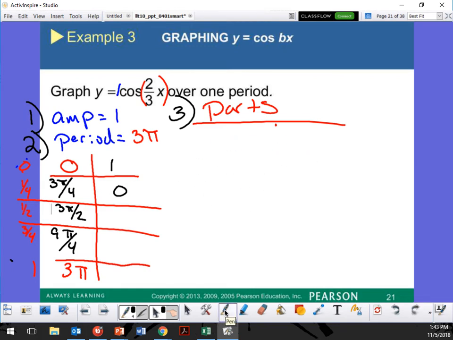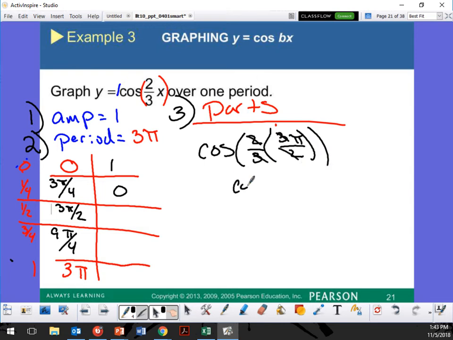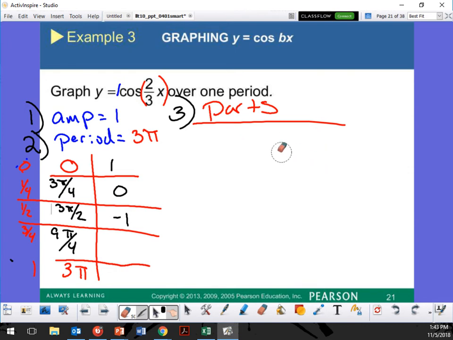All right, next one. It's going to be cosine of 2/3 times 3π/2. Right? What happened to my 2's and 3's? They all cancel. So now it's asking for the cosine at π, right? Which is -1. Cosine at π is -1. This is getting easy, isn't it? If you follow the steps, it comes out to be very easy.